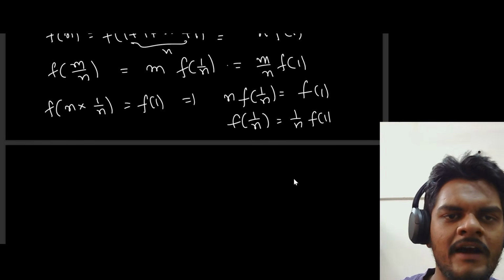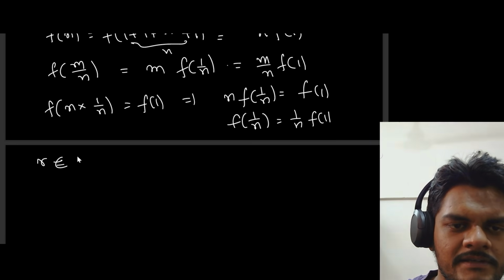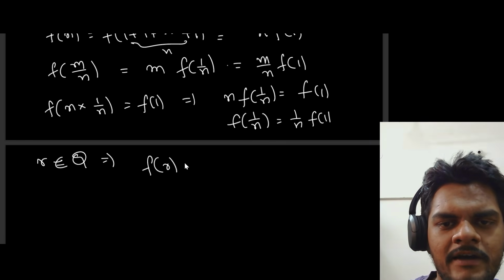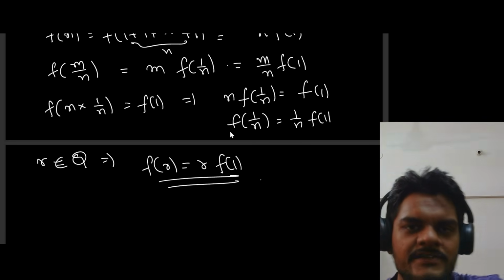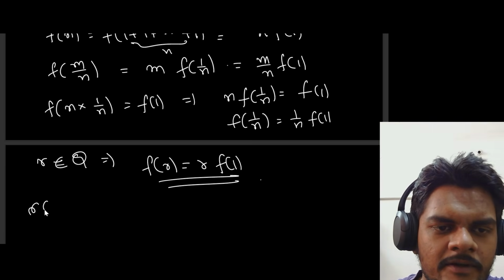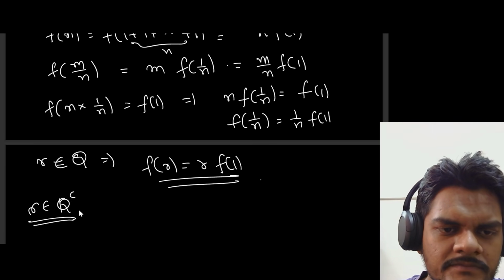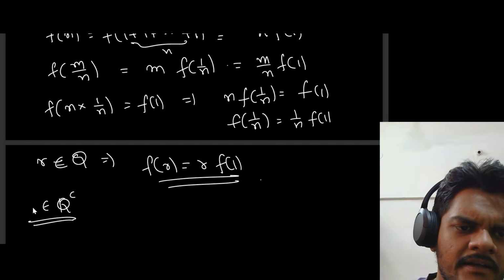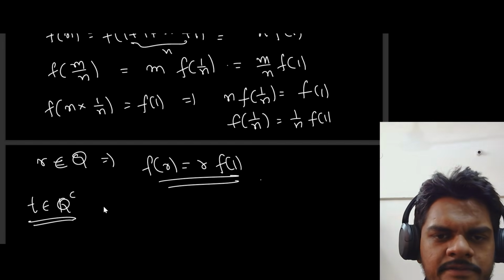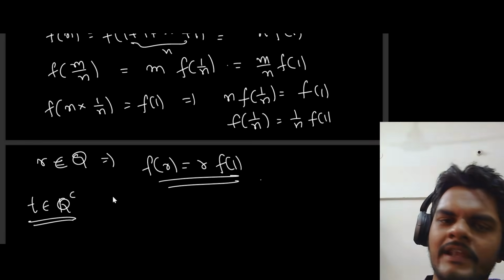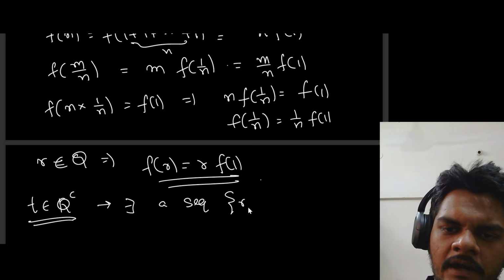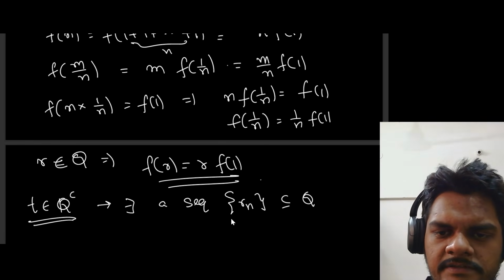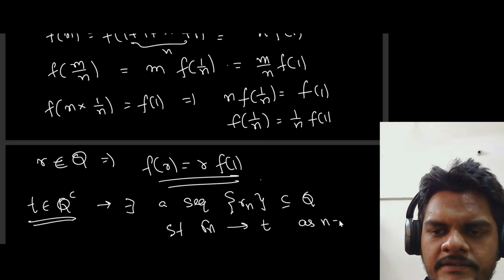So you see that if r is a rational number, that will imply f of r is equal to r times f of 1. Right? Now this is true for rational numbers. What can we say about irrational numbers? I'll maybe use t. t belongs to irrational numbers. What can I do? It turns out that for every irrational number, there exists a sequence Rn of rational numbers such that Rn tends to t as n tends to infinity.